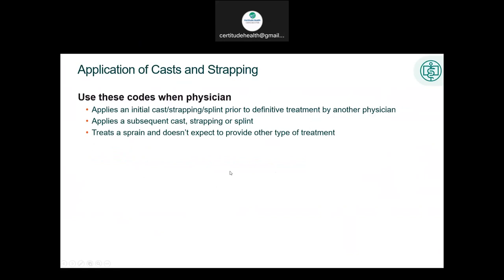Application of casts and strappings. Use these codes when the physician actually applies an initial cast, strapping, or splint prior to the definitive treatment by another doctor, when they apply a subsequent cast after, or when they treat a sprain and don't expect to provide other types of treatment. Like if the patient came in to the emergency room, you don't usually go back to the ER for treatment. They tell you to go to your primary care or they send you to orthopedics for treatment.